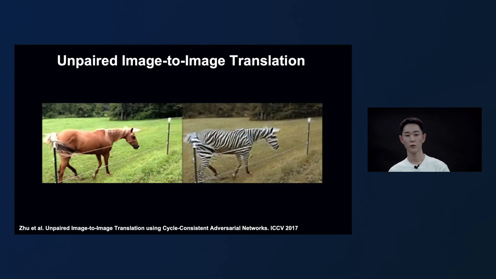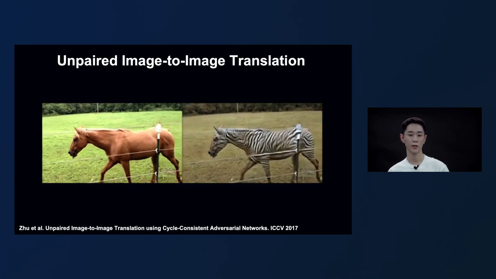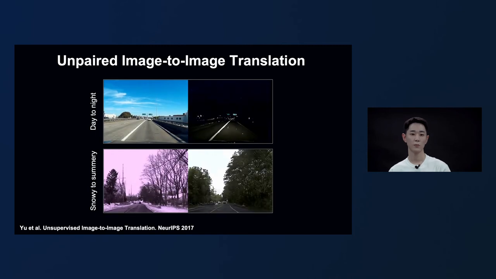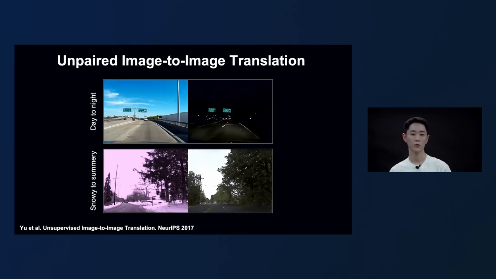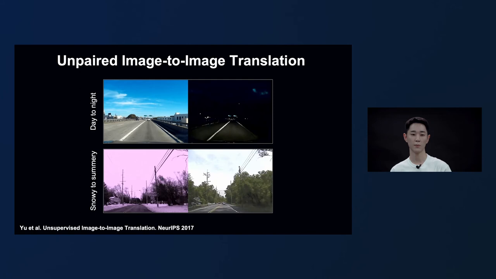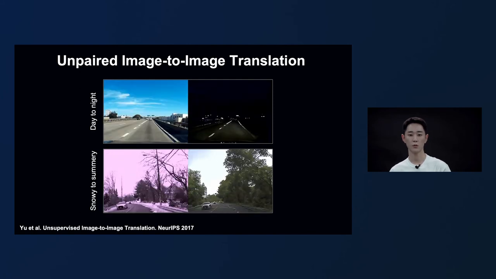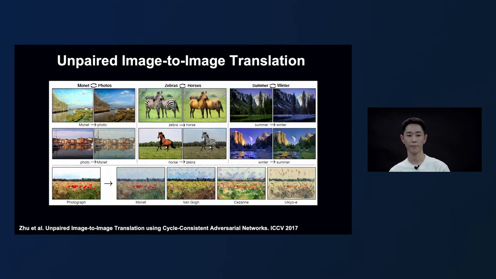This video is an example of turning a horse image into a zebra using CycleGAN, and it's very natural as you can see. Using another unpaired image translation model, like above, you can change a daytime image to night, or winter to summer. In addition, various applications are possible. As you can see on the bottom, actual photos can be converted into paintings reflecting the styles of various painters.